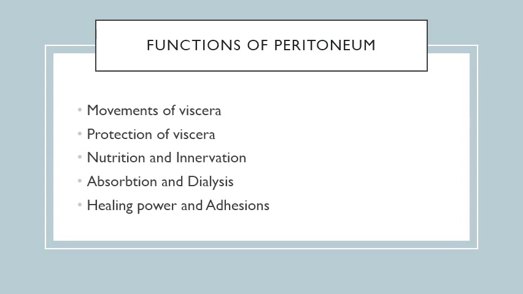Next, healing power and adhesion. This is in relation to one thing, the greater omentum. Whenever there is any infection anywhere in the abdomen, it moves over there and covers the site of infection, forming adhesions, thereby preventing the spread of infection from that point to the whole of the abdomen. And hence the greater omentum, once again I repeat, is called the policeman of the abdomen.